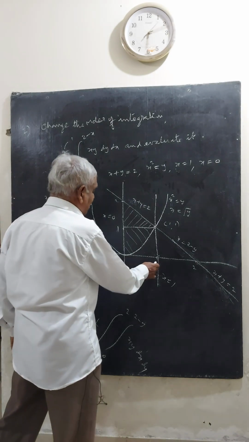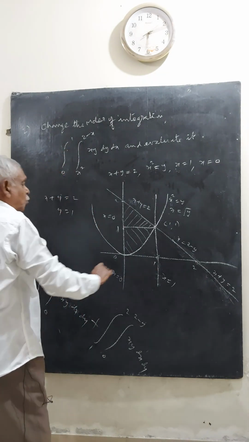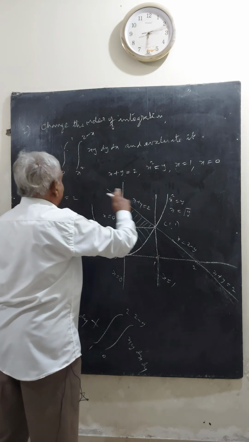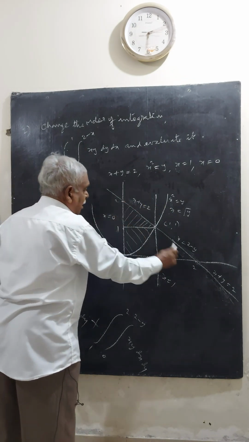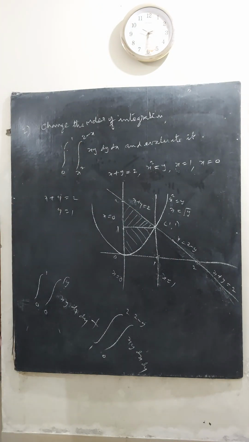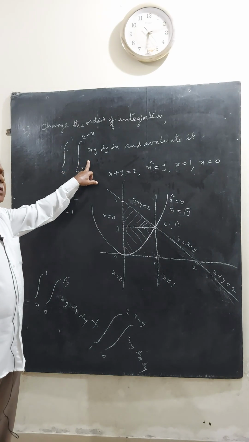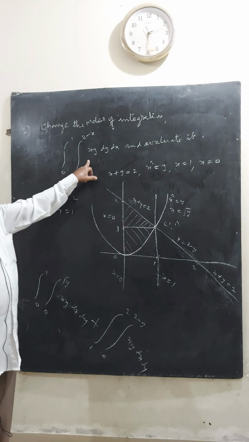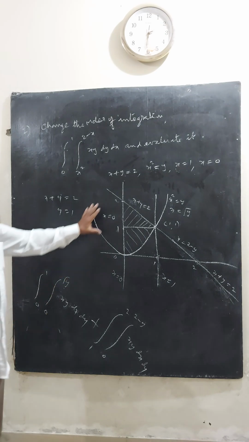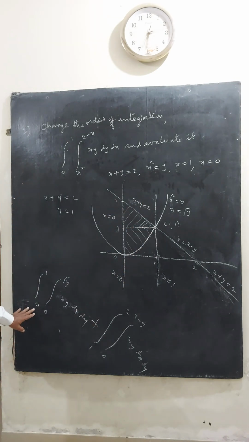X axis limit is 0 to 1. Y is bottom to top. Bottom y equal to x squared. Top y equal to 2 minus x. Both ways we can see. If you do this directly, you will get the answer. But we should not do that. They ask us to change the order of integration. Therefore, using this diagram, we are changing the order of integration.